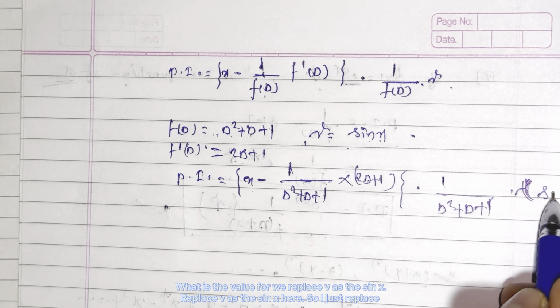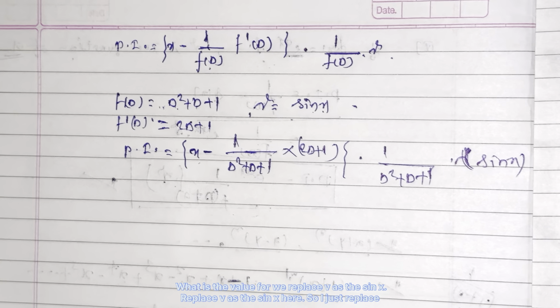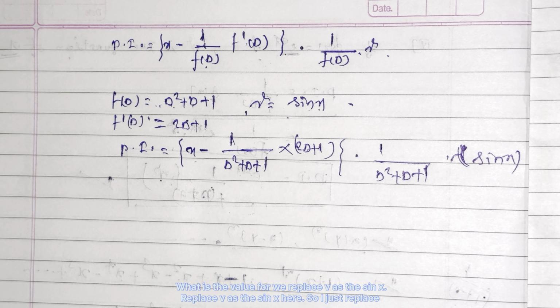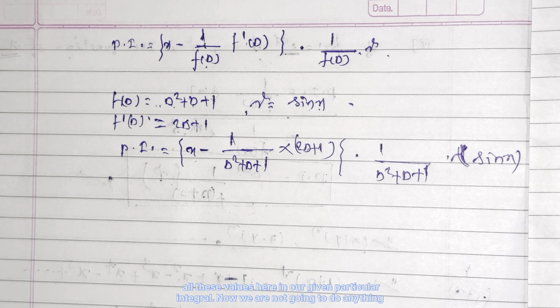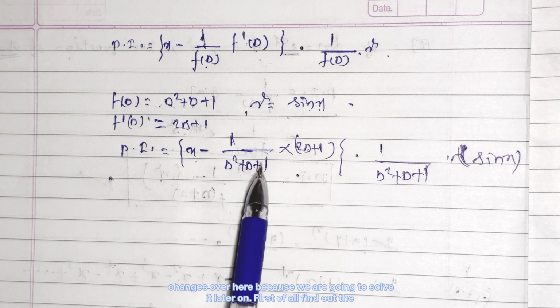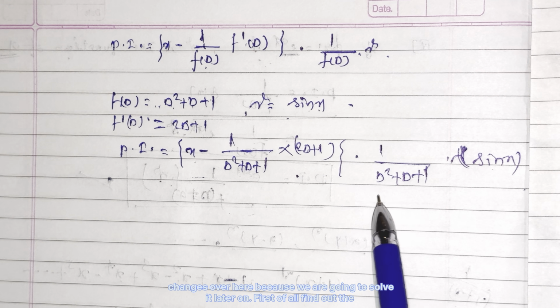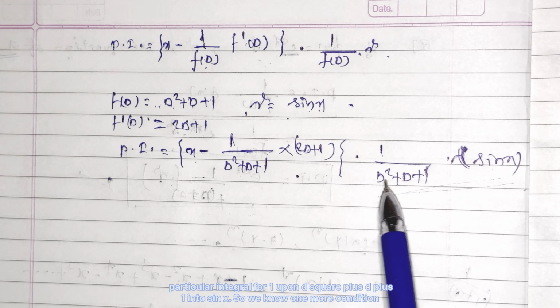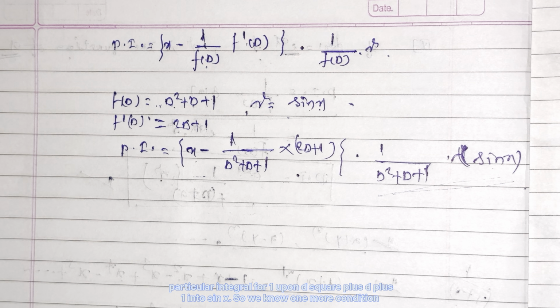Replace v as sin x. Okay, replace v as sin x here. I just replace all these values in our given particular integral. Now we are not going to make any changes over here, because we are going to solve it later on. First of all, find out the particular integral for 1 upon d square plus d plus 1 into sin x.